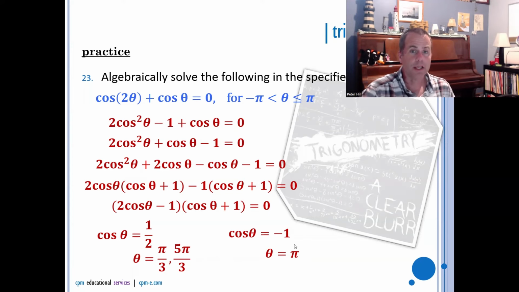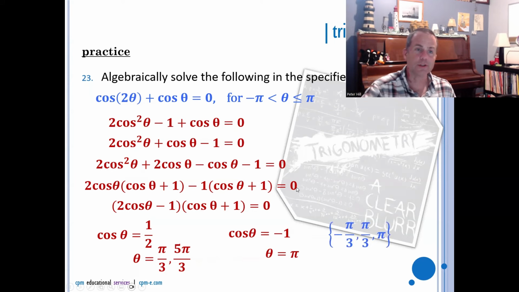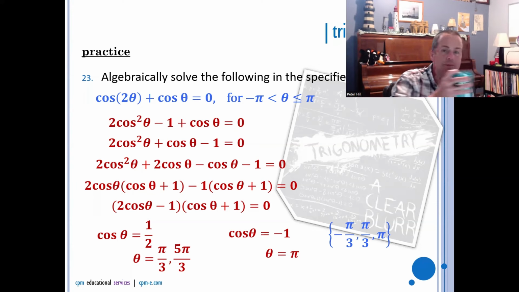If I take pi and subtract 2 pi, I get -pi, which could be in my domain, except that there's no equal sign here. So I can't be -pi. Okay, so my final answer, if you had followed that conversation, would be -pi/3, pi/3, and pi. -pi/3, pi/3, and pi.